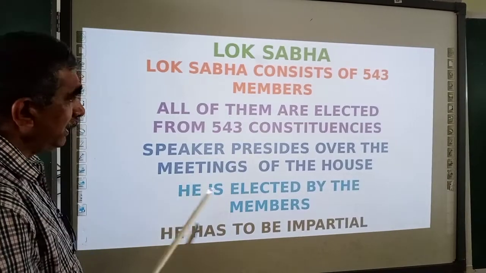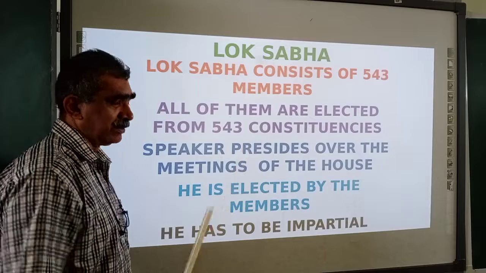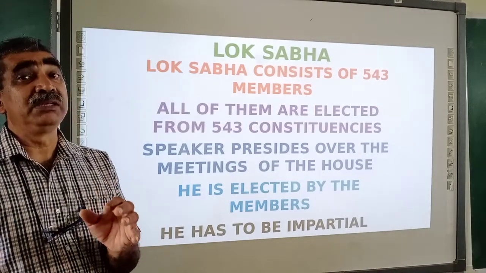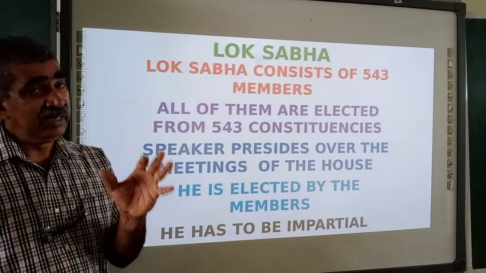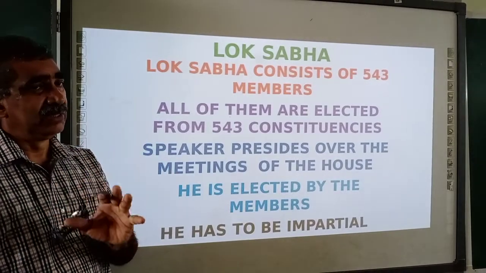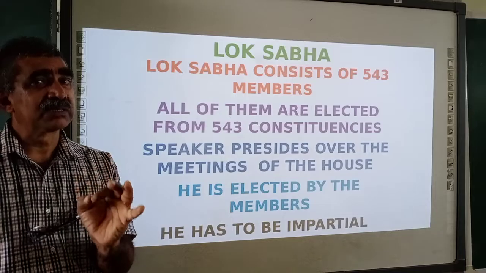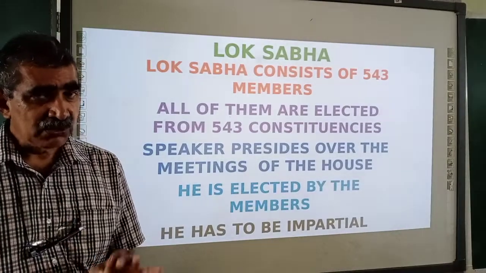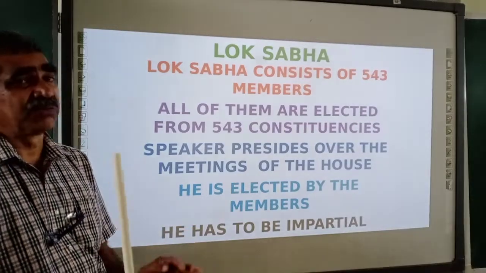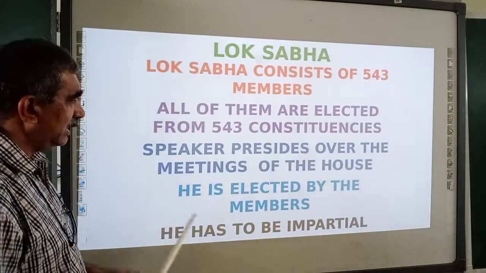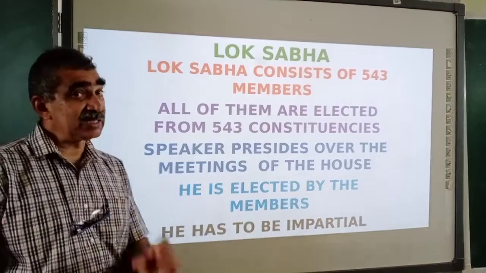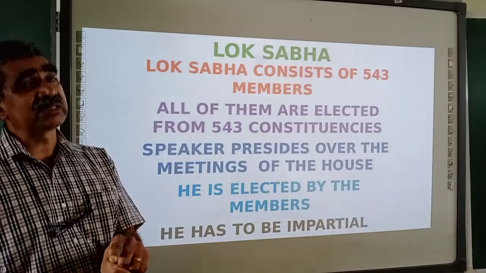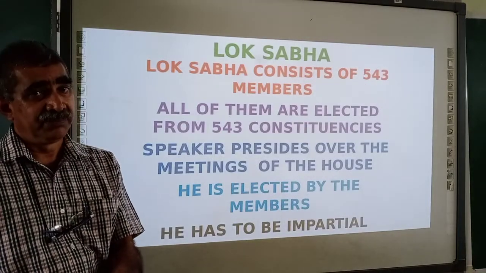Okay. The Speaker presides over the meetings of the house. The Speaker is the person who controls the meetings of the house. Inside the meeting, he is in charge. Mr. Om Birla is the present Speaker. I have written that Om Birla is the present Speaker. So he is the person who controls the functions of the house. He is elected by the members. He is one of the members in the Lok Sabha, and he is elected by the members of the house.